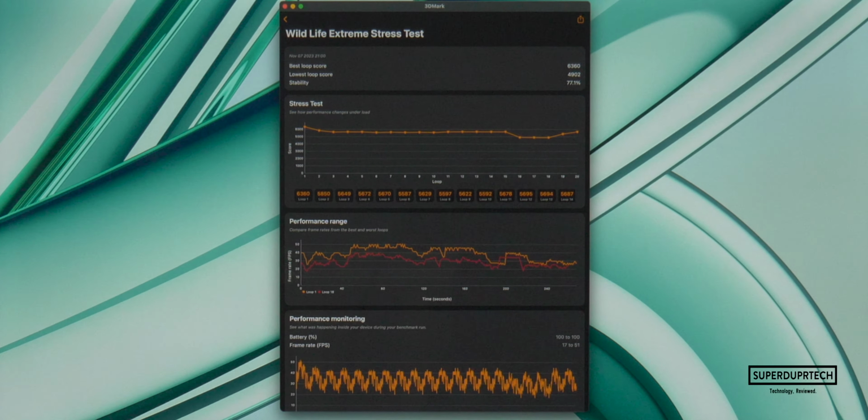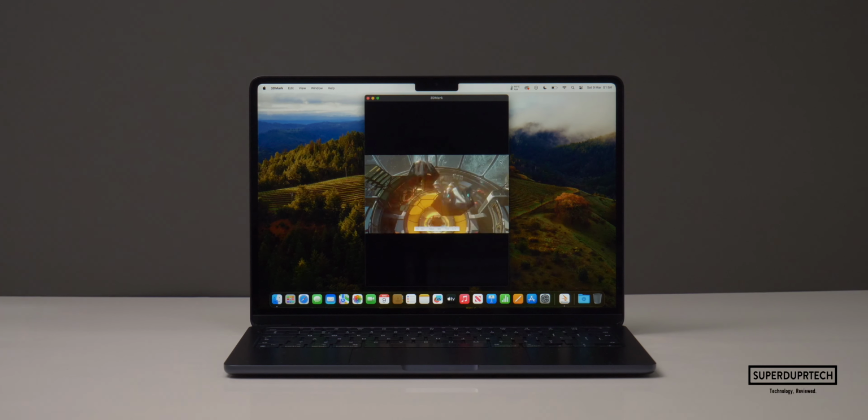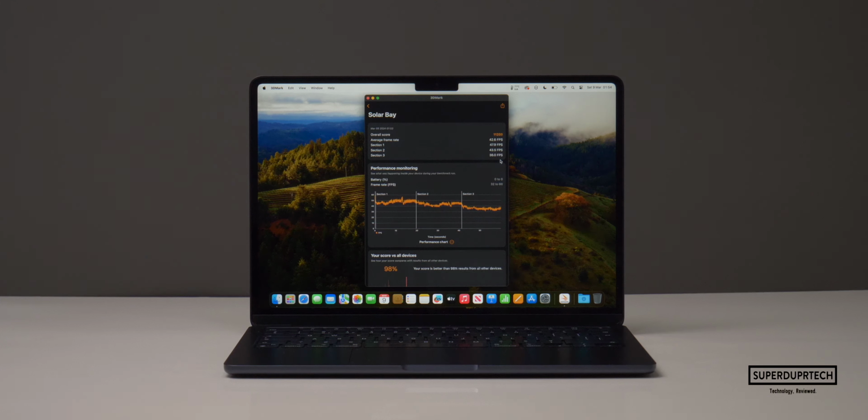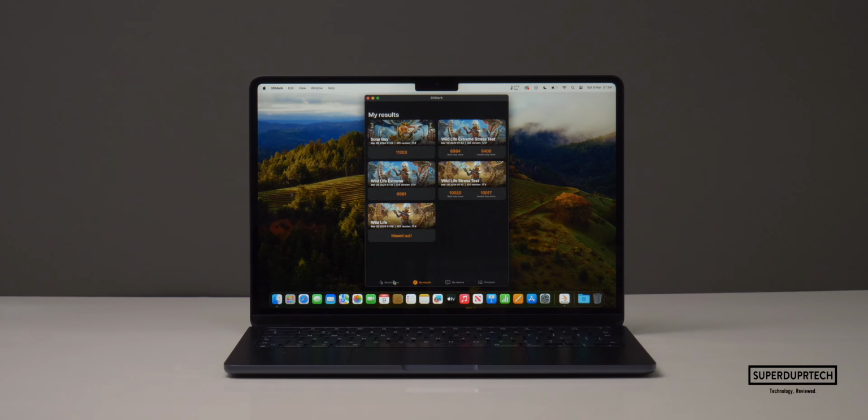But the interesting thing to take away is the difference between both of these machines' highest and lowest scores was around 25%. And you've got to keep in mind that that iMac has a fan inside of it, whereas this MacBook Air is completely passively cooled. I then ran the Solar Bay test on the MacBook Air, and when running this test I got a score of 11,203 with an average frame rate of 42.6 frames per second.